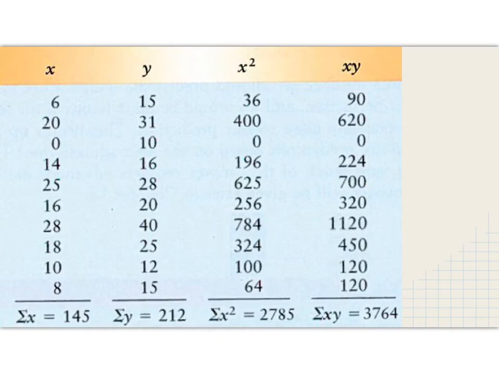And here is the full table. As we go through this, we add up all of the x's to get 145. We add up the y's for 212. The summation of the x squared values is 2,785, and the summation of the xy's is 3,764.